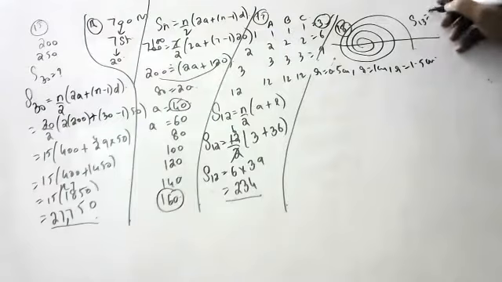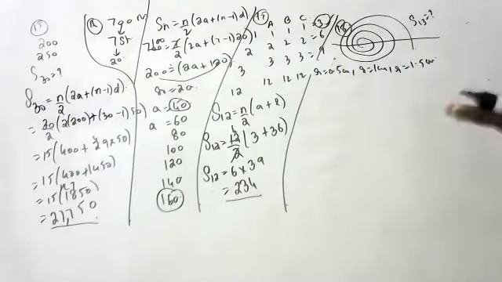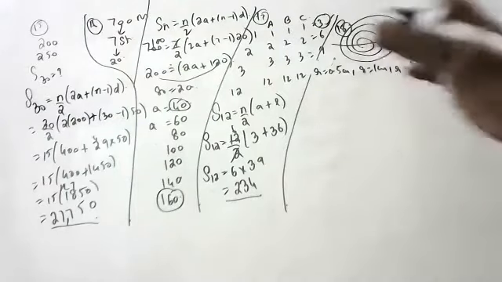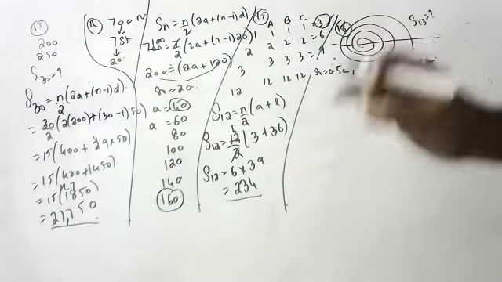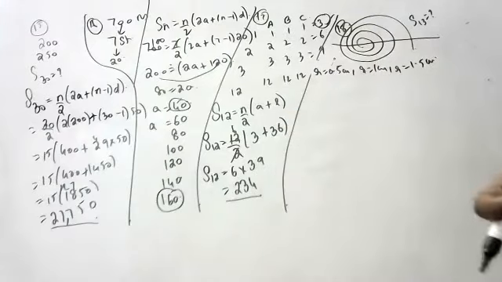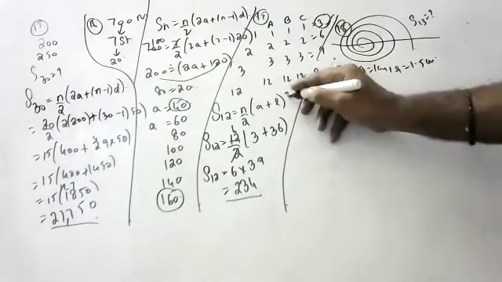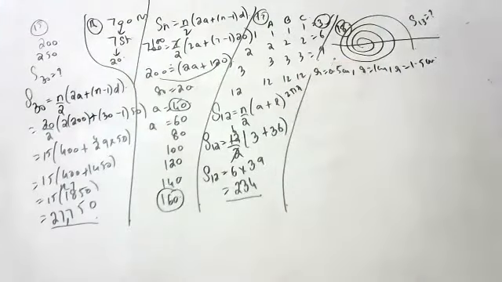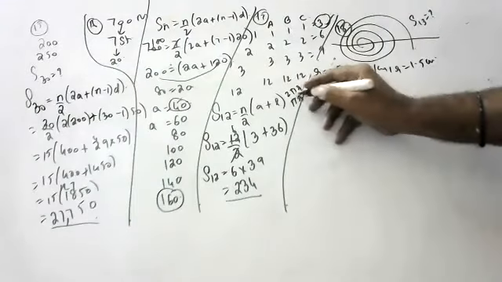13 semicircular spirals are there. What is the sum of the lengths of 13 semicircular spirals? What is the circumference of a semicircle? Anyone? 2 pi r is for a full circle. So for a semicircle it is 2 pi r by 2, that is pi r. Just pi r.